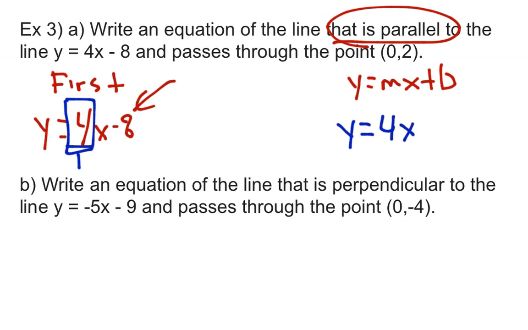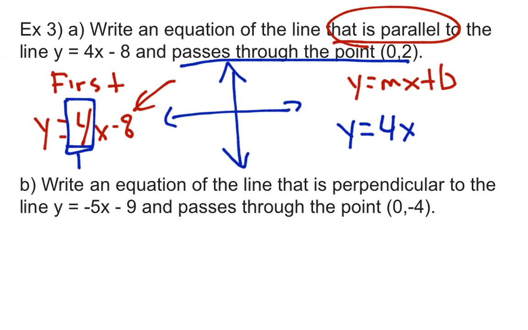Okay, so the equation of a line that is parallel to y equals 4x minus 8 and passes through the point (0, 2). Well, think about that. Passes through the point (0, 2). Well, if I were to do a graph here, think about what the point (0, 2) is. That means 0 left and right and up 2. We would have that point right there on the y-axis.